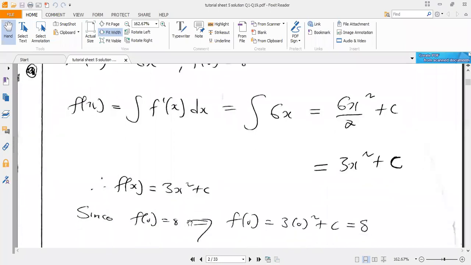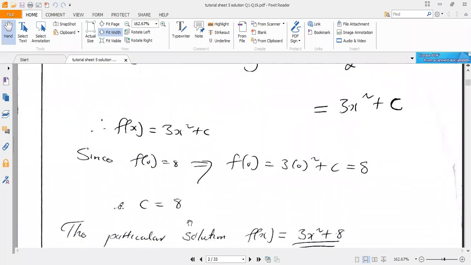So since f of 0 is equal to 8, we'll have that 3 times 0 squared plus c is equal to 8. But 0 squared is just 0, and 0 times any number, which is in this case 0 times 3, is just 0. So we just remain with the c. And so we say c is equal to 8. So we note that our constant c is 8.